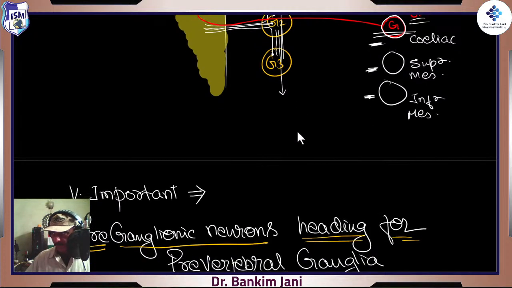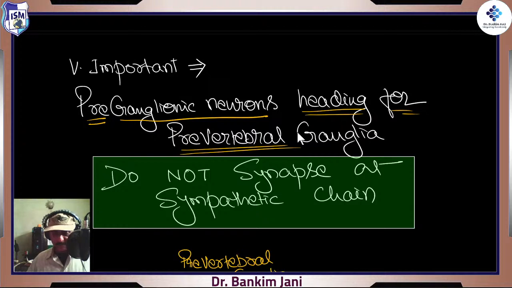Now, here it is. This is the sentence which you have to understand. What I am trying to say: preganglionic neurons heading for prevertebral ganglia do not synapse at the sympathetic chain. Right? Okay.